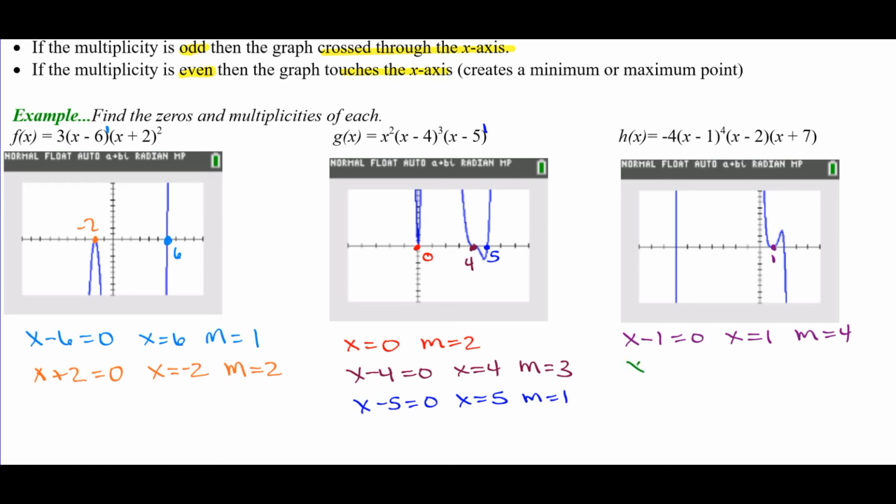My next factor is x minus 2, so I'm going to set that equal to 0, so I get x equals 2, and my multiplicity would be 1. So we're cutting through the axis there because it's an odd multiplicity. And finally I have x plus 7 equals 0. So my 0 is at x equals negative 7, and my multiplicity is 1. So here's my x equals negative 7, and we're cutting through the axis because of the odd multiplicity.